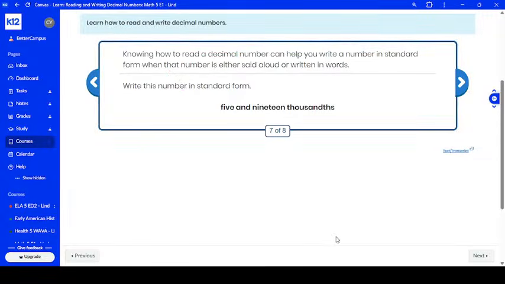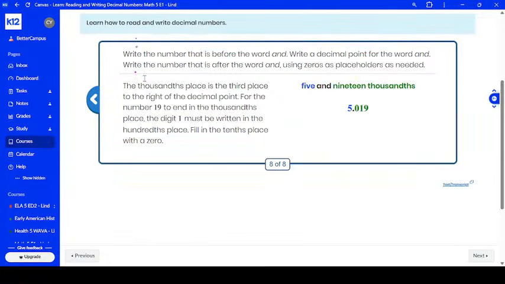Knowing how to read a decimal number can help you write a number in standard form when that number is either said aloud or written in words. Write this number in standard form: 5 and 90 thousandths. Write the number that is before the word and. Write a decimal point for the word and. Write the number that is after the word and, using zeros as placeholders as needed.